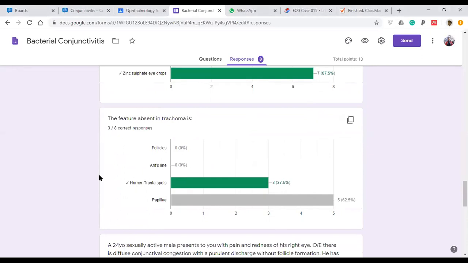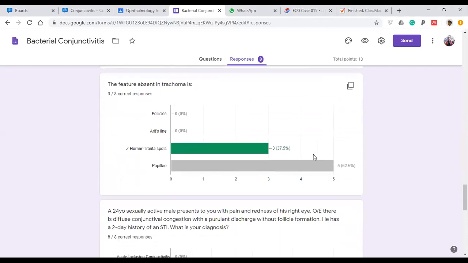Not as confusing. What are Horner-Trantas spots? Horner-Trantas spots are lesions, characteristic lesions which are present in allergic conjunctivitis called vernal keratoconjunctivitis. We'll discuss them in our next session.